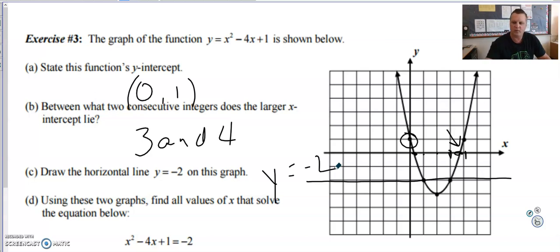So what they are looking for is the points of intersection. Okay? So we want to find the values of x. All right, we already know the y value. We already know the output, so we're looking for the input. So the y is here, or x is here and here. So it's 1 and 3. Okay? Those are the values of x that solve for the equation below.